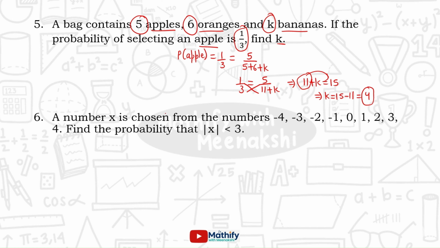A number x is chosen from the numbers minus 4, minus 3, minus 2, minus 1, 0, 1, 2, 3, 4, such that the mod of x should be less than 3. What is the meaning of mod of x? That you have to take the absolute value of x. That means just the numerical value, not the sign. So that means minus 2, minus 1, 0, 1, 2. How many? 5 out of 9. So answer is 5 by 9. Let's move to next question.